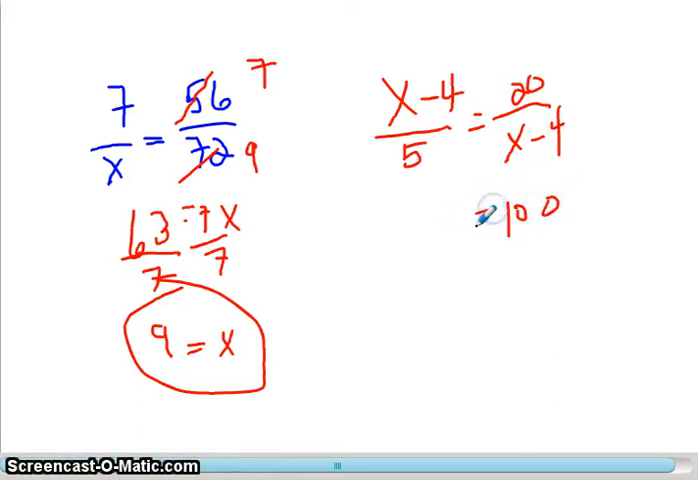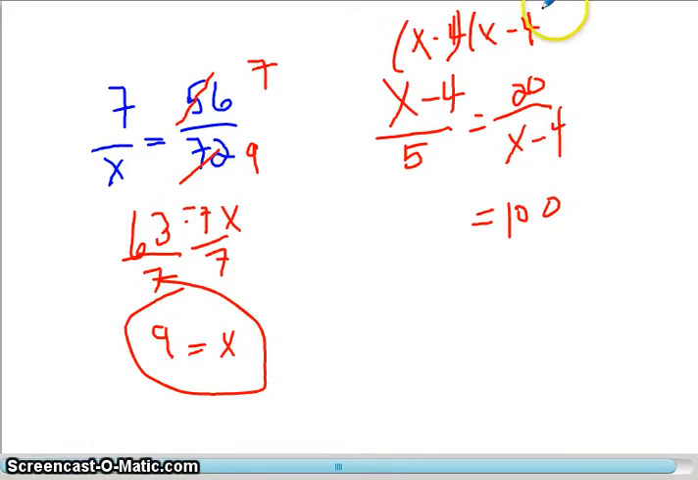Jake, you got this other side? Alright, thanks, Jake. So if we're going to multiply x minus 4 by x minus 4, remember you're going to have to FOIL that out, right? So hopefully your algebra skills are up to date. Okay, so when we FOIL this out, we'd have x squared minus 8x plus 16.